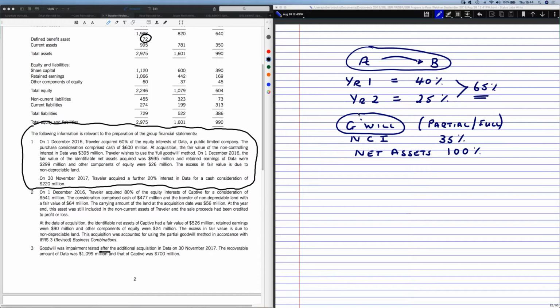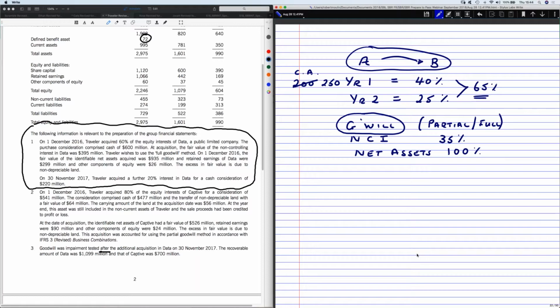Let's imagine that immediately before the acquisition, this 40% associate was being carried at 200. I'm just making the figures up: immediately before the acquisition occurred, the associate was being carried at an amount of 200 using, of course, the equity method. But immediately upon acquisition, this has a fair value not of 200, but of 250. Which figure is most important to us now, please? Is it 200 or is it 250?